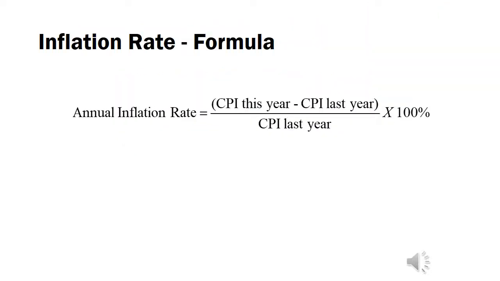Okay, now this is the inflation rate formula. We take CPI this year minus CPI last year, divide by CPI last year times 100%. Now the formula structure is the same as your economic growth rate structure. Okay, this is a percentage change mathematical formula. Okay, so you should be used to it by now. This year minus last year over last year times 100%.